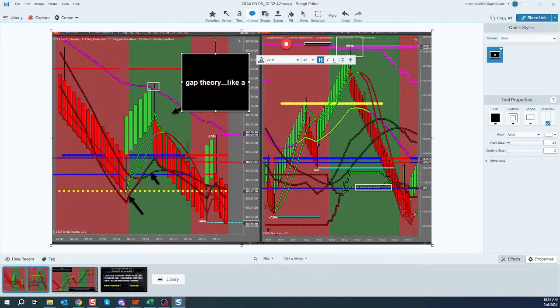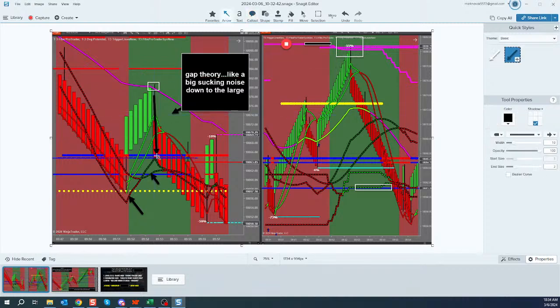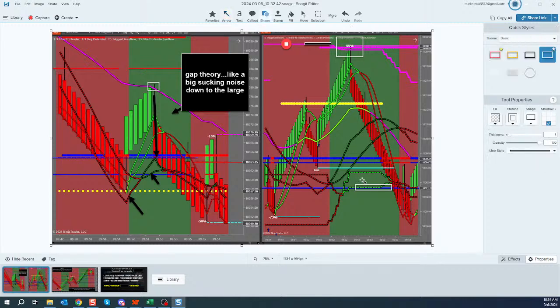And it's like a big sucking noise down to the large. There you go. And it literally just pulls it all the way back to the synthetics. And these split triggers over here in divergence, if nothing else, keep you focused on the synthetics right here. And it says, man, if it's going to continue up from this great bottom, that's an awesome spot for it to happen.